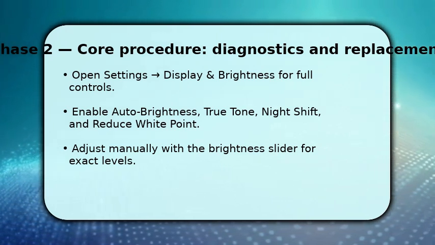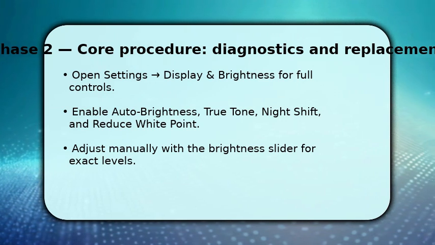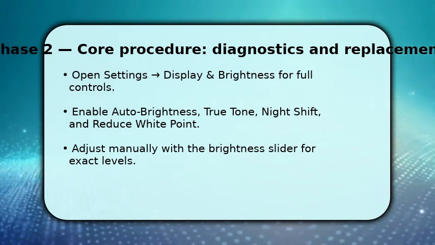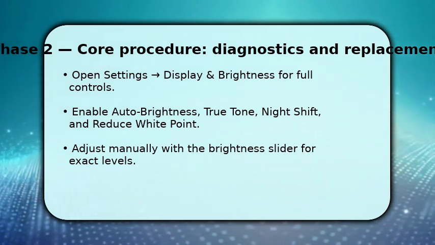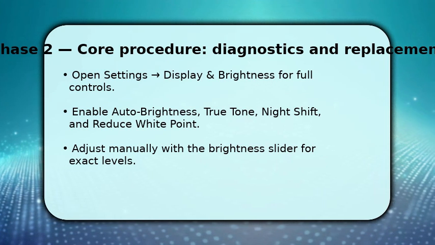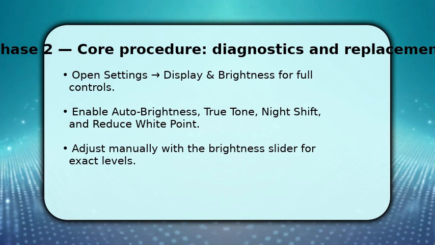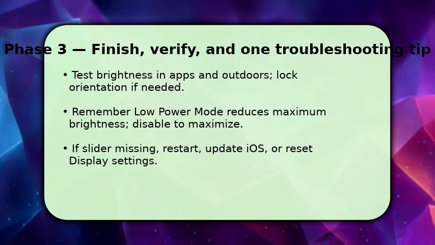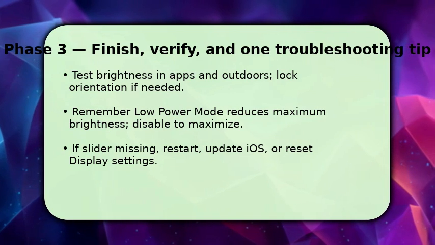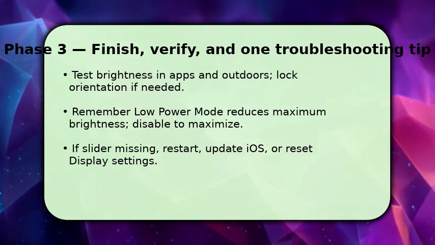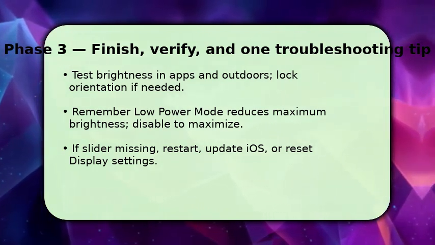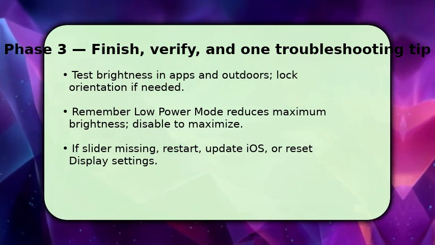Make sure to test each toggle one at a time so you understand the visual effect, and then fine-tune the main brightness slider to lock in the look you want. Finish by testing the brightness in different situations: an outdoor scene, a dim room, and within apps to ensure contrast and legibility. Make sure low power mode is off if you need maximum brightness, because it limits peak levels. Conversely, use it to conserve battery.